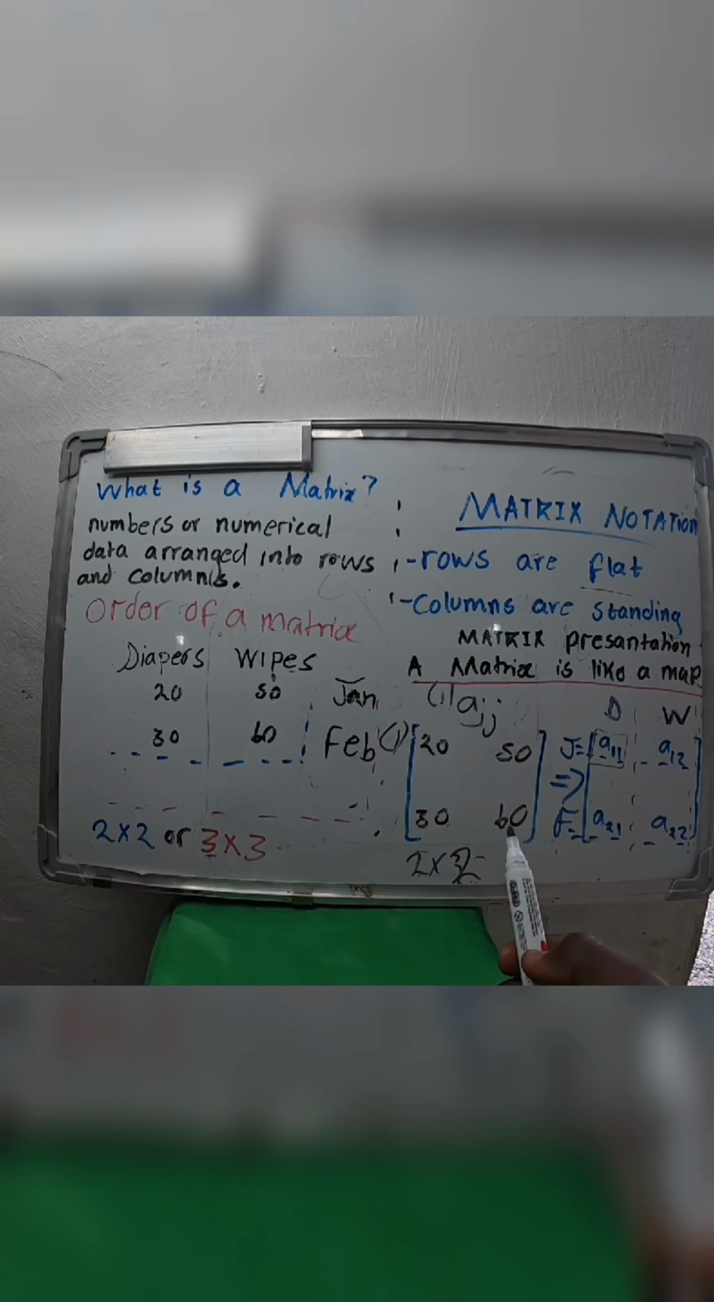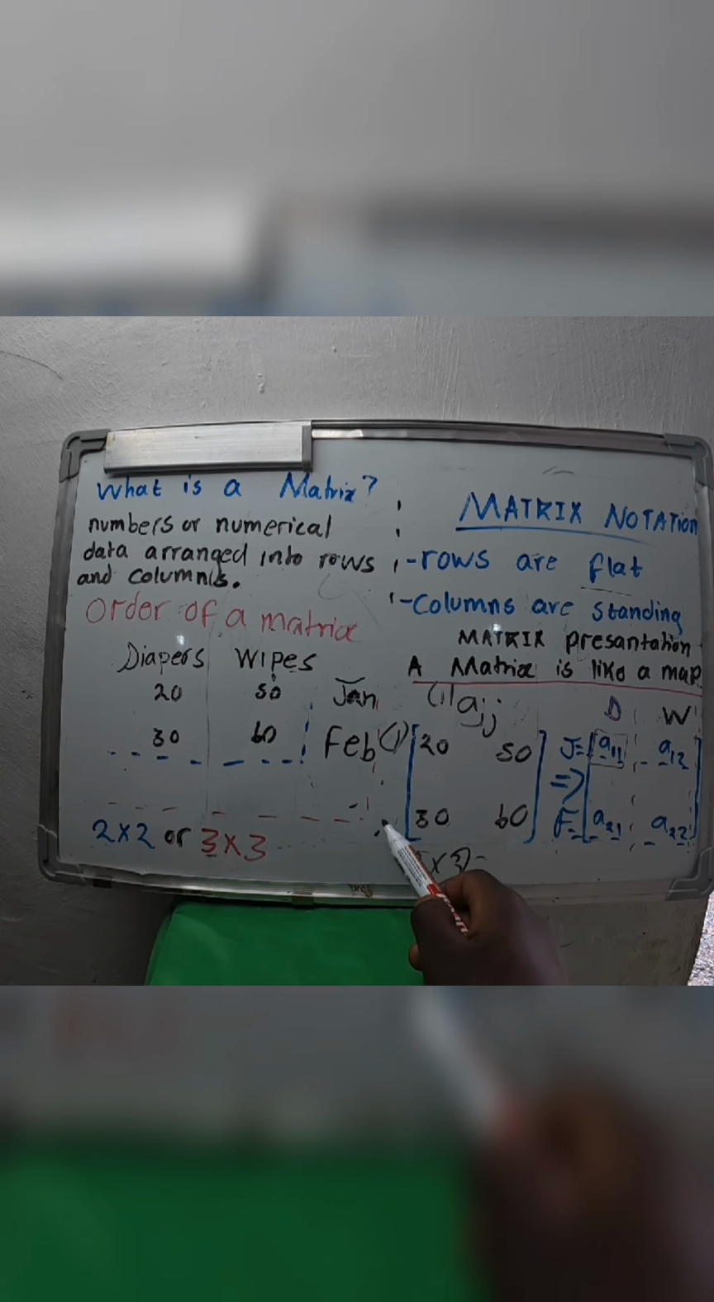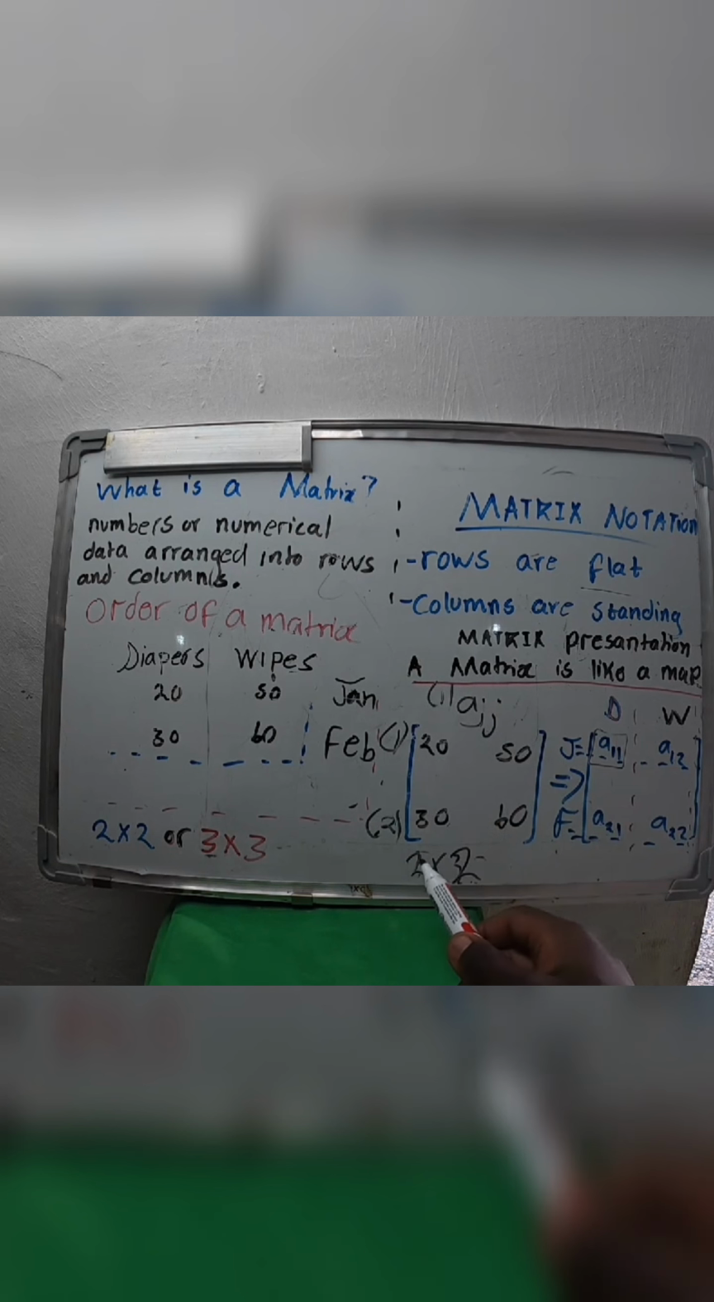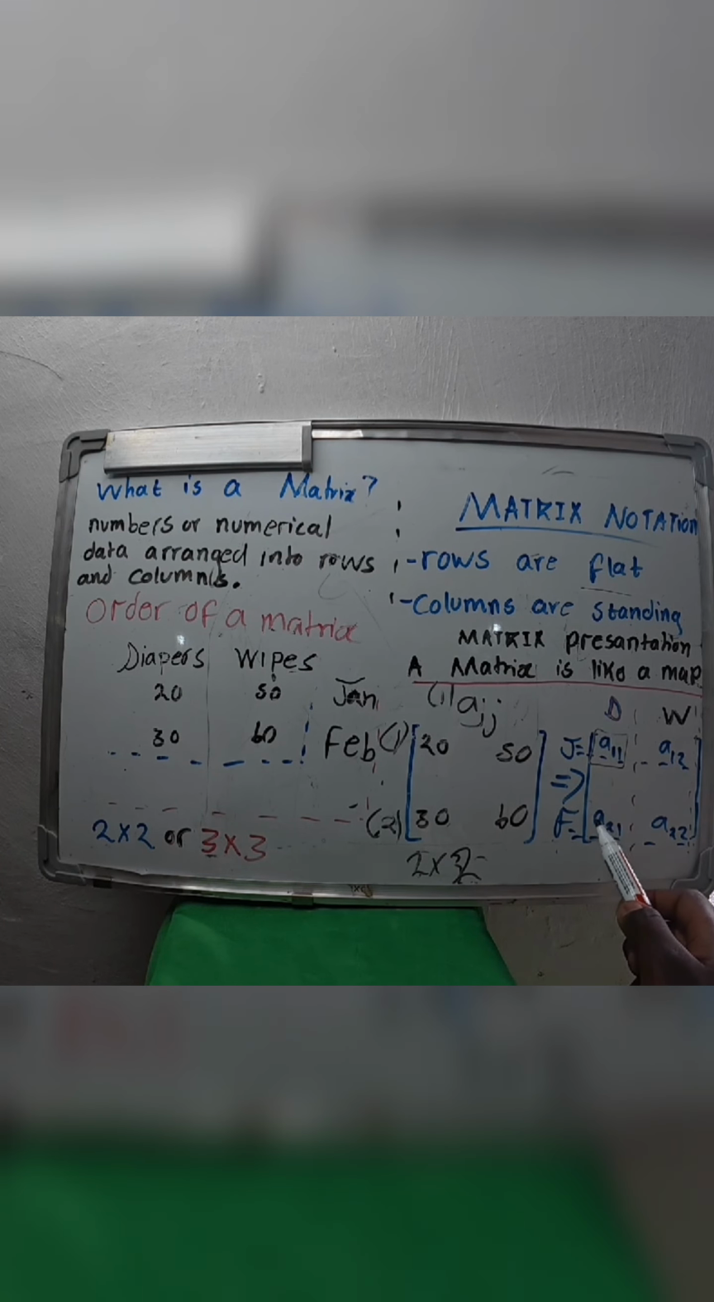Let's go to 30. So 30 is in the second row, remembering that we must always start with the row, and first column, right? So that's what this notation here talks about. So the position here is described by second row, first column, and so on and so forth.